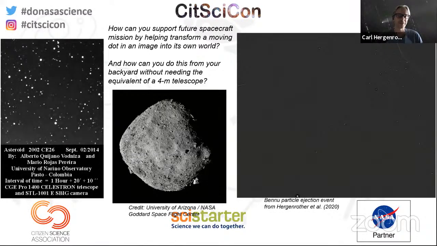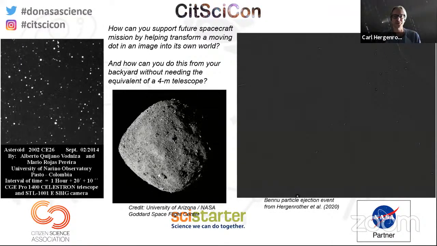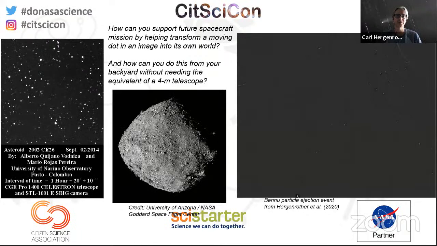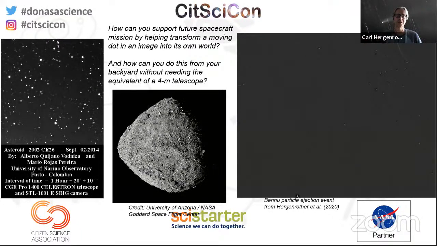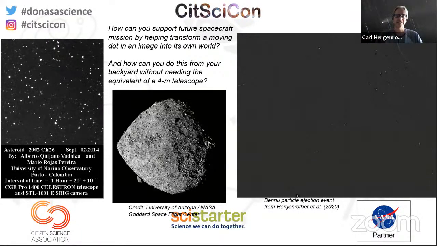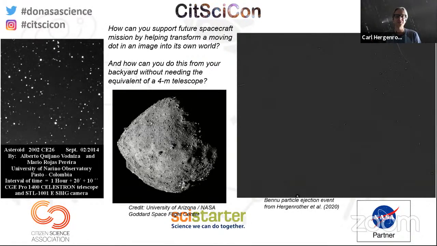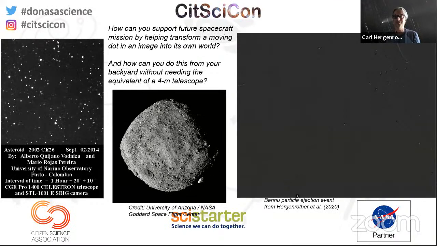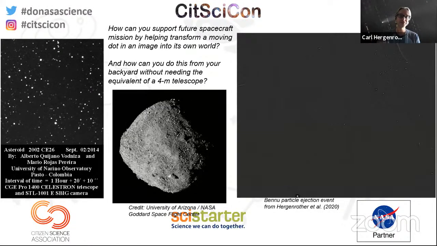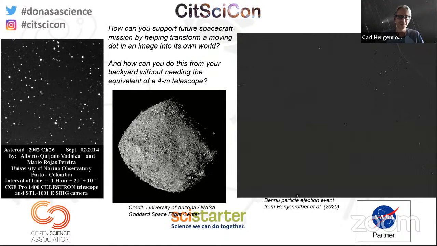How can you turn something that's really in your telescope just looks like a dot into an entire world? How can you learn so much about this asteroid that a future mission that is considering where to go can actually use this knowledge and either decide this is a good target or this isn't a good target? Third slide.